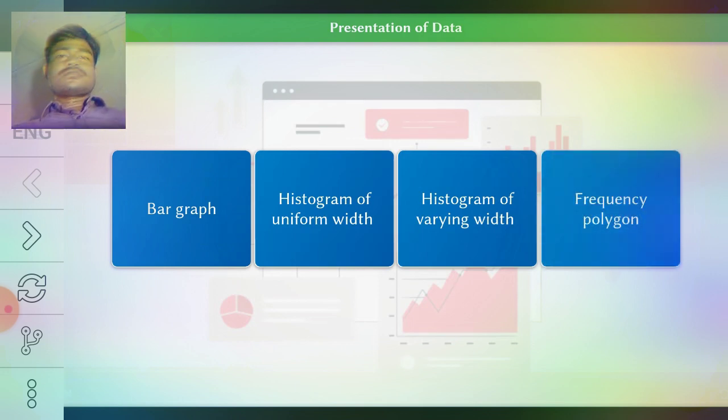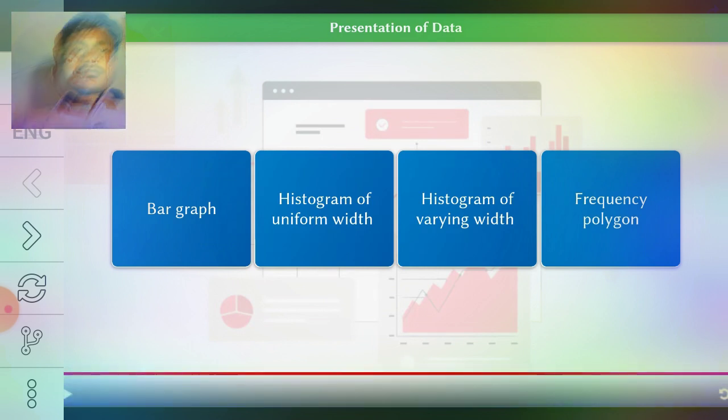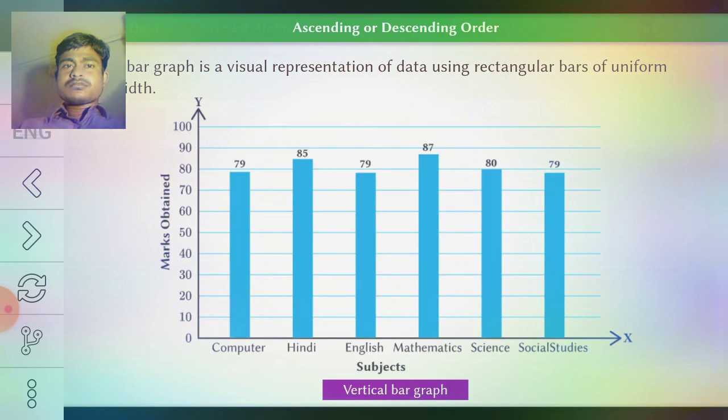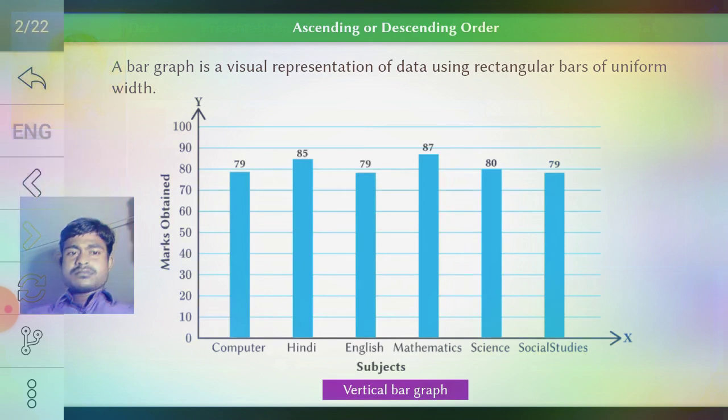frequency polygons. A bar graph is a visual representation of data using rectangular bars of uniform width.